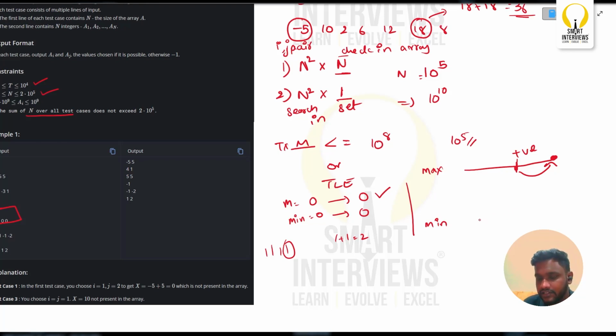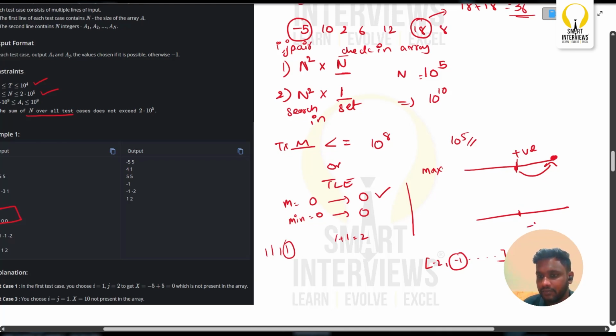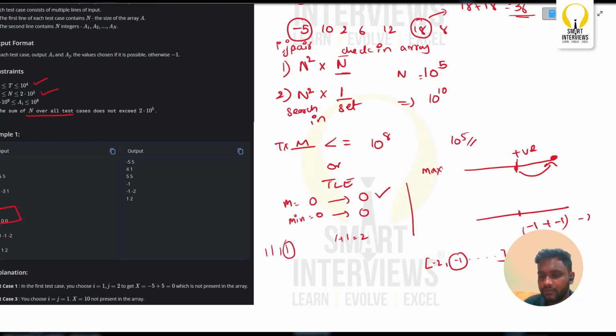Let's say we have an array of negative elements, and minus 1 is the maximum. If I pick the maximum of this array and I get minus 1, can I print max plus max? That would give me minus 2, right? So I cannot pick the max element if all the elements in the array are negative. In this case, I can pick the minimum element.